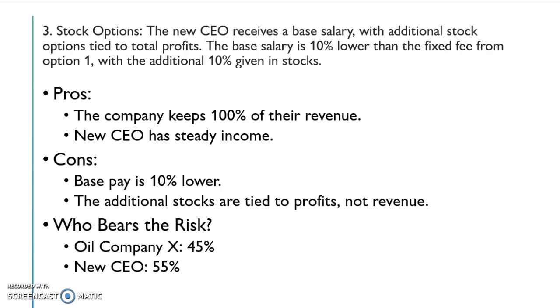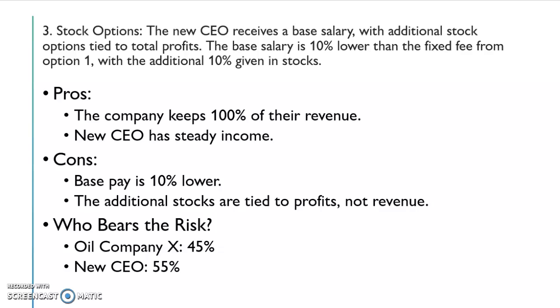In our third scenario, we look at stock options. The new CEO receives a base salary with an additional stock option tied to the total profits for the company. The base salary is 10% lower than the fixed fee from option number 1, with an additional 10% given in stocks. So the pros in this situation are that the company would keep 100% of their revenue.